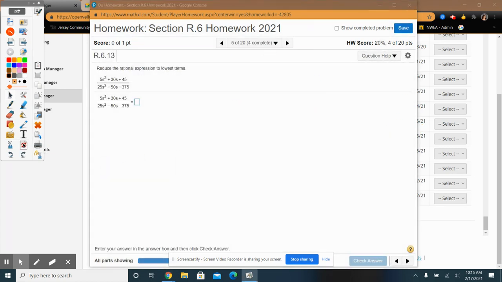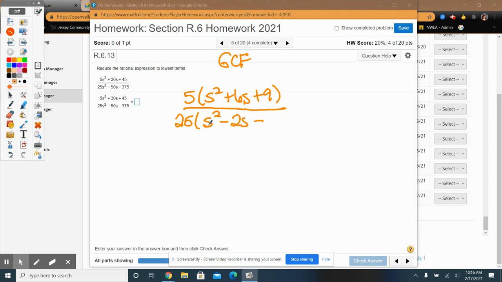All right, what happens here? Well, the numbers are bigger, which is disappointing. But remember, you should always look for GCFs. If you can find a GCF, it'll make your life a little easier. So let's pull out a 5 on top here. If I pull out a 5, I have an s squared plus 6s plus 9. And on the bottom, I'm actually going to pull out a 25. And I'm going to have an s squared minus 2s minus, how many 25s are in 375? 15, I think.